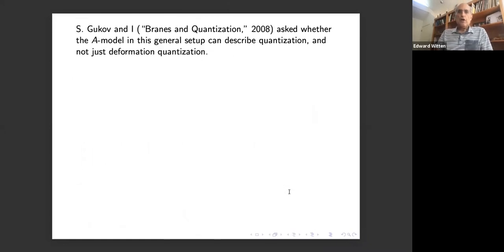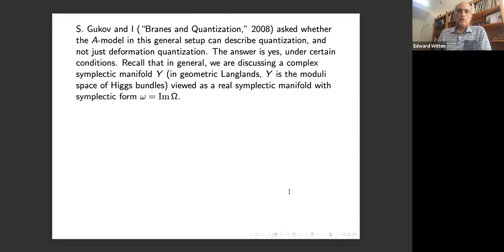Now, Gukov and I asked whether the A model in this general setup can describe quantization and not just deformation quantization. The answer is yes, under certain conditions. Recall that in general, when we have a coisotropic brane, we're discussing a complex symplectic manifold Y, viewed as a real symplectic manifold with symplectic form Mω. In geometric Langlands, Y will be the moduli space of Higgs bundles.